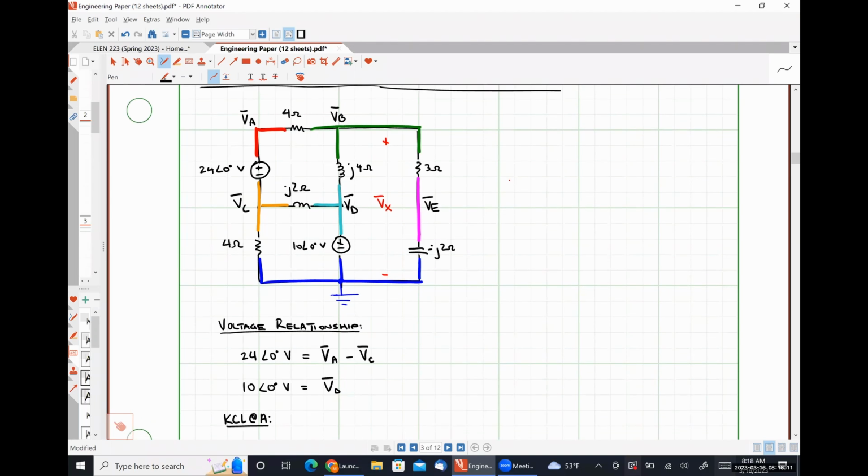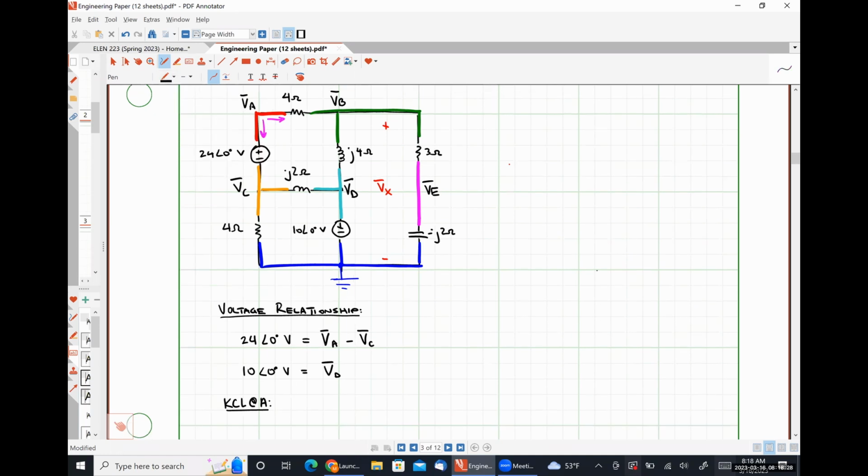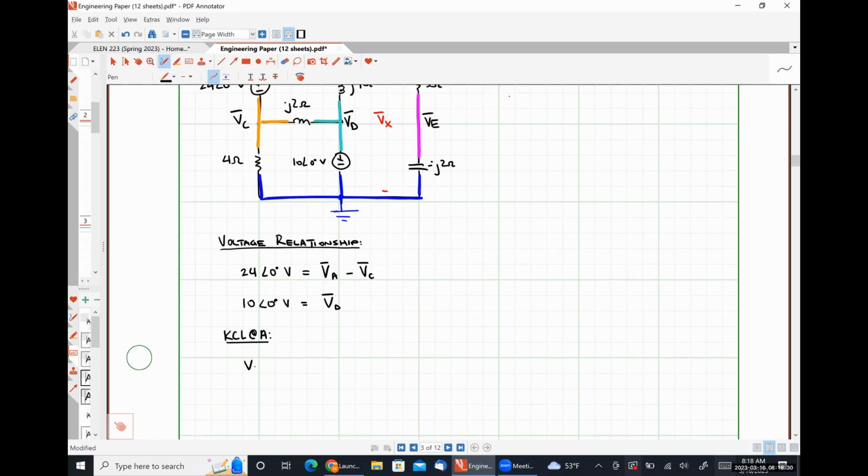So we are performing Kirchhoff's current law at node A. That means that I'm going to be adding together this current and this current, because those are the two currents that are leaving node A. I'm going to add them together and set them equal to 0. The current flowing to the right through my 4 ohm resistor is going to be VA minus VB over 4 ohms.